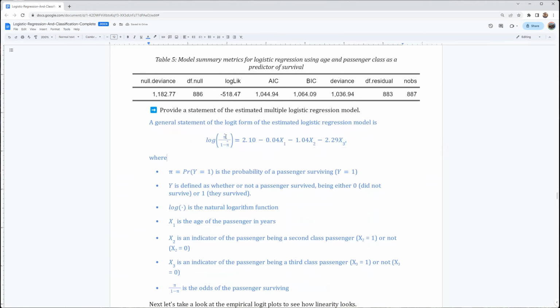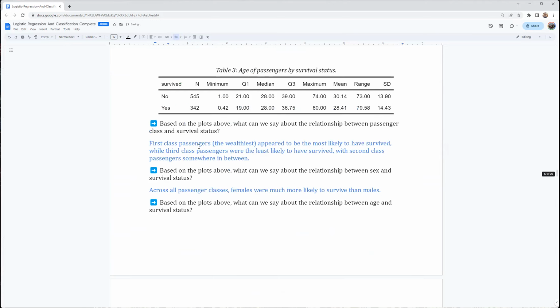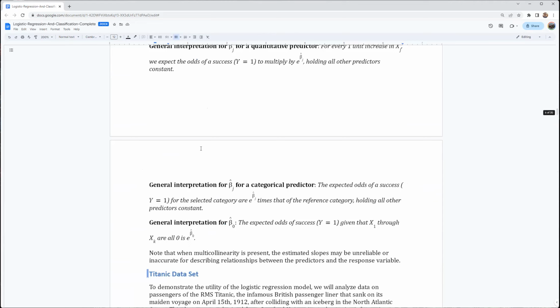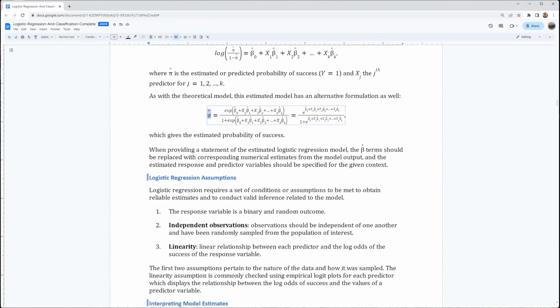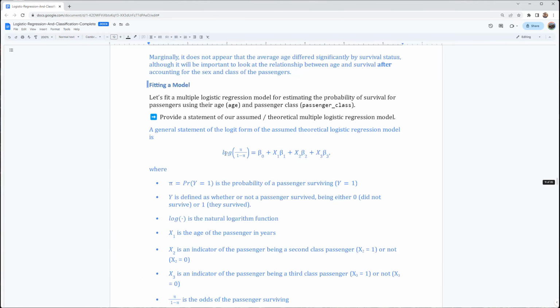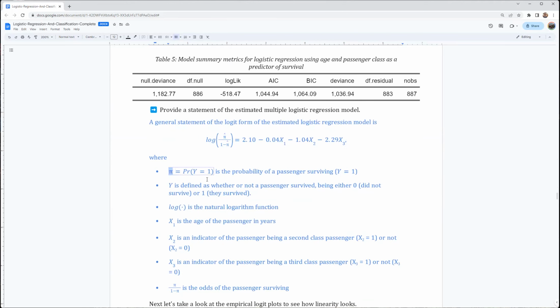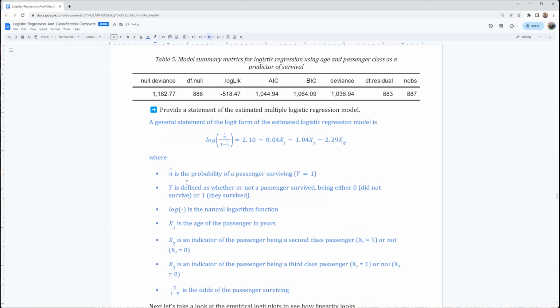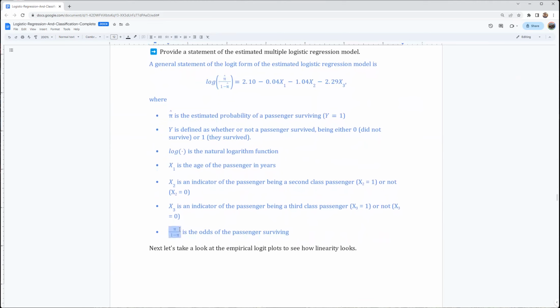Okay, so notice we have hats on the pies. Let's see, I want to get that pi hat symbol here. There we go. Pi hat is the estimated probability of a passenger surviving. We define all these things the same, and then we also need to make sure we have hats on all the pies, and the odds is the estimated odds of the passenger surviving. Okay, so this is how we can give a statement of the estimated logistic regression model.